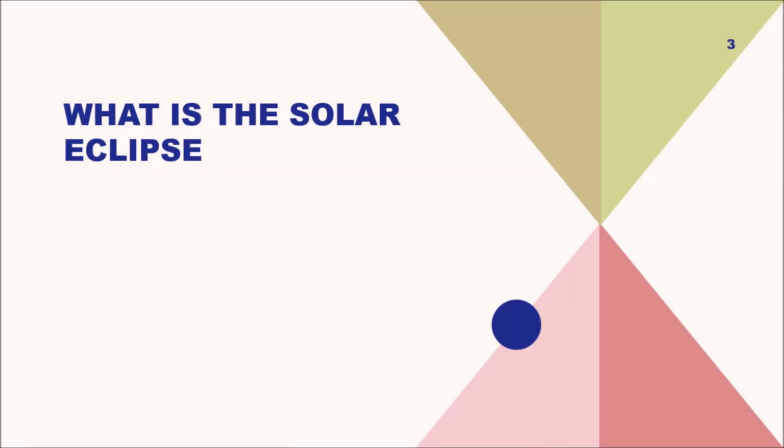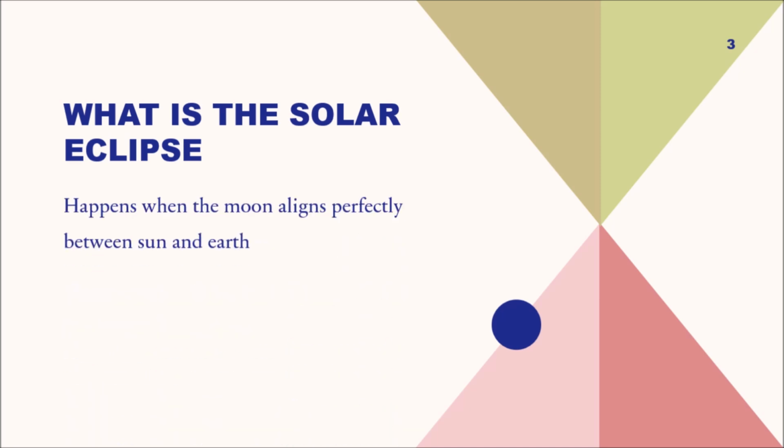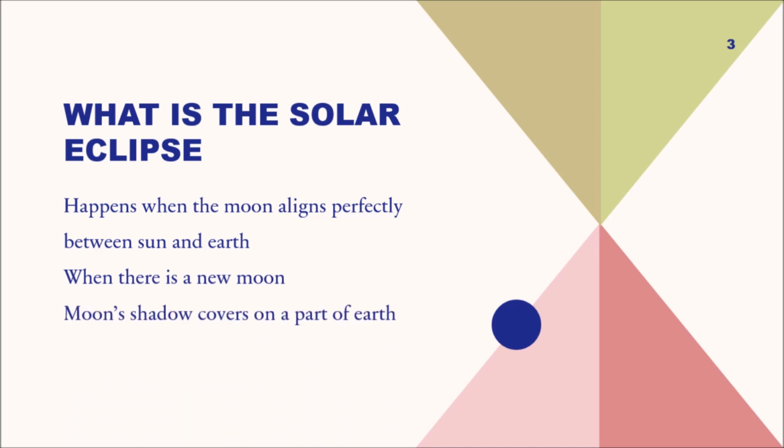Next question. What is the solar eclipse? You have 5 seconds. Now is the answer. Get your answer ready. Happens when the moon aligns perfectly between sun and Earth. This is the main answer. These are extra. When there is a new moon, moon shadow covers a part of the Earth, blocking sun rays from reaching parts of the Earth.